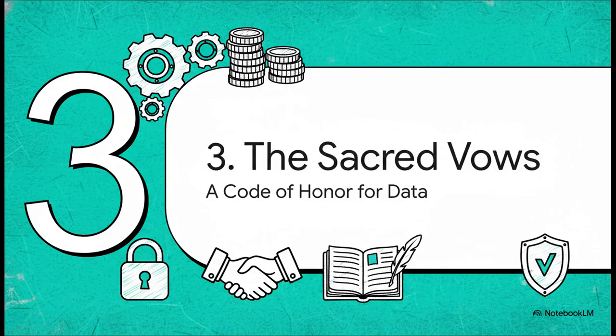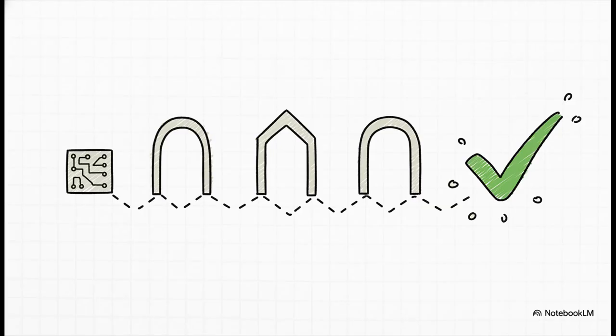Now think about it. For us to trust a DBMS with something as critical as our bank accounts, it has to make some really serious promises. It has to follow a super strict code of honor for every single operation, or what's known in the biz as a transaction. And this code of honor is known as the ACID test.